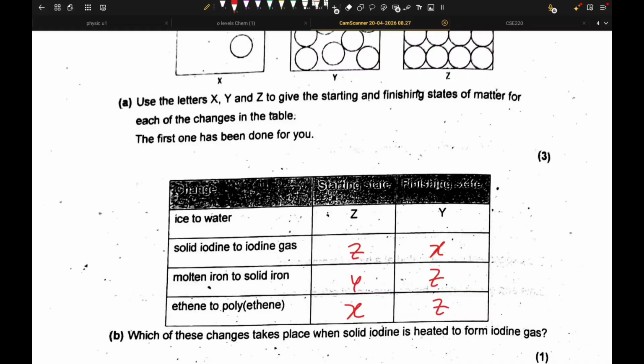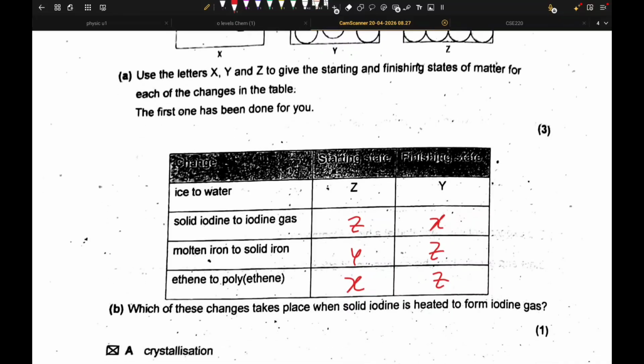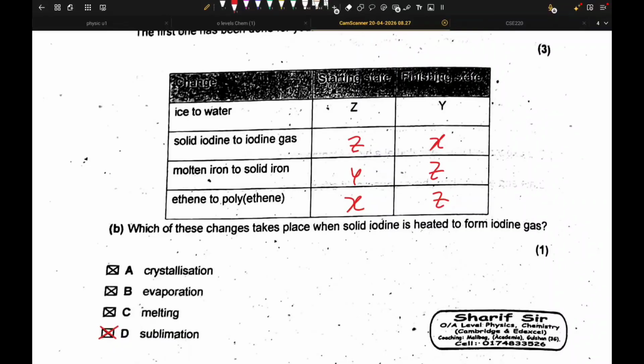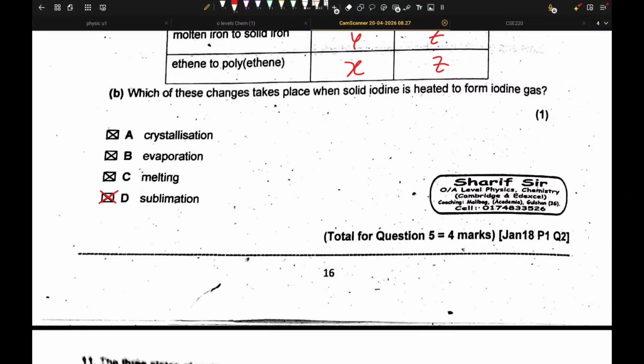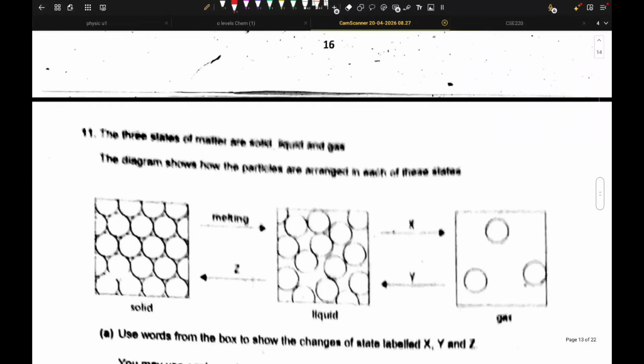Okay. Number 10A, I think this is pretty much the same thing as we did earlier: solid to gas, and liquid to solid. Fine. So which of these changes takes place when solid iodine is heated to form iodine gas? It's directly sublimation, because solid iodine directly evaporates to form iodine gas. It does not melt. So the process is sublimation.